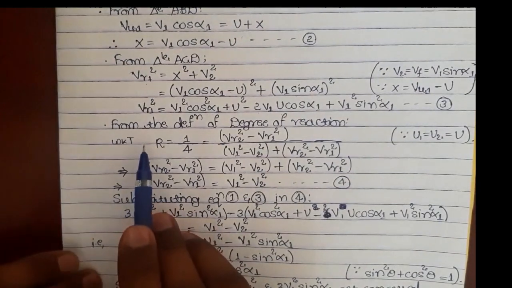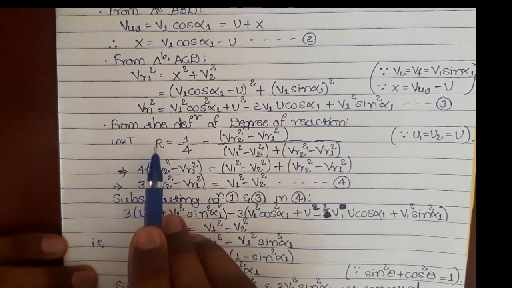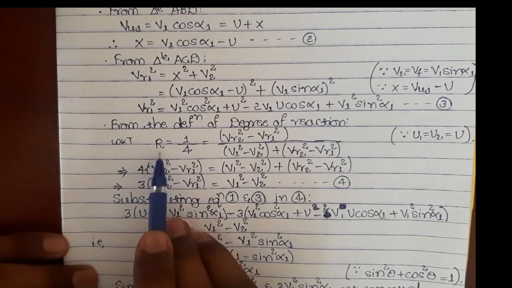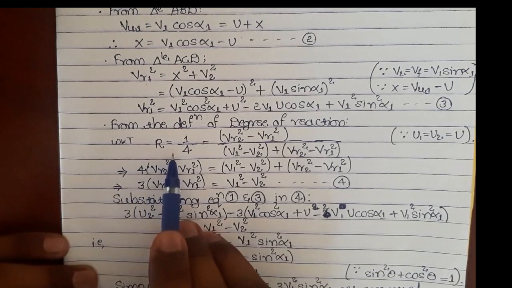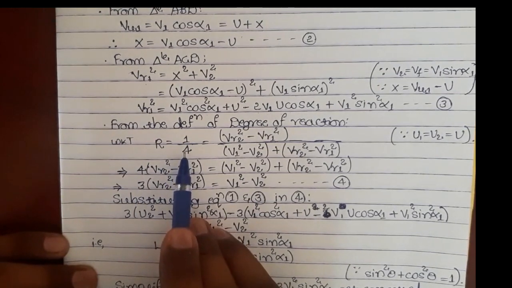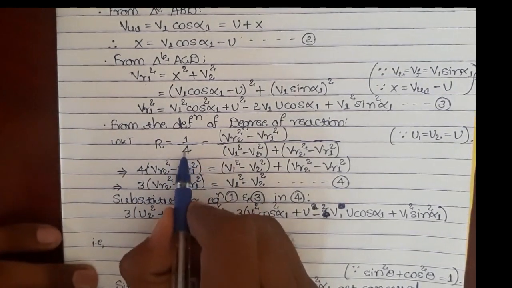Now, considering the definition of the degree of reaction, which we know, what is degree of reaction? It is the ratio of static energy divided by the total energy, isn't it? So, here the value given is 1 by 4. So, keep it as it is.